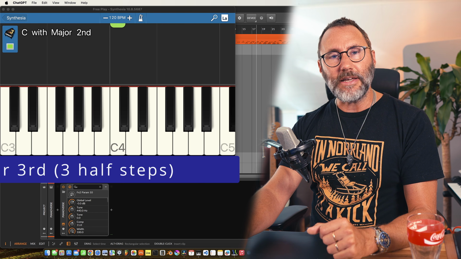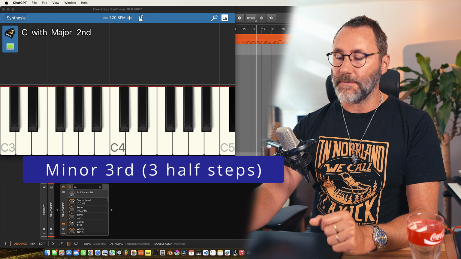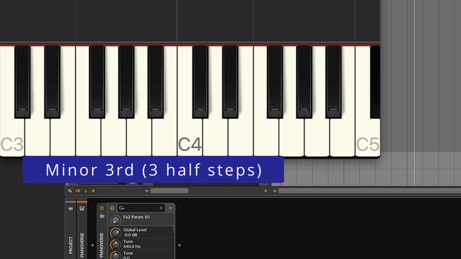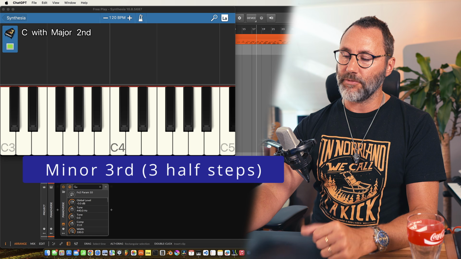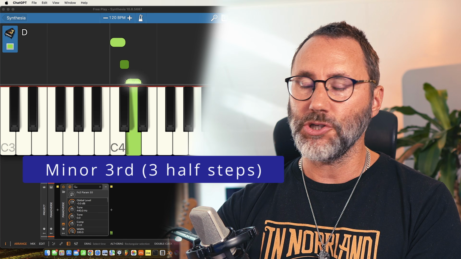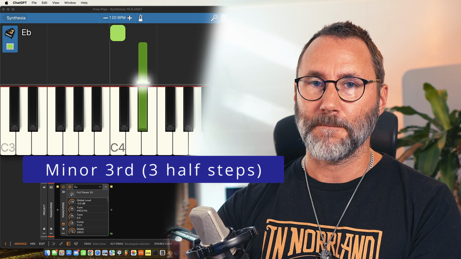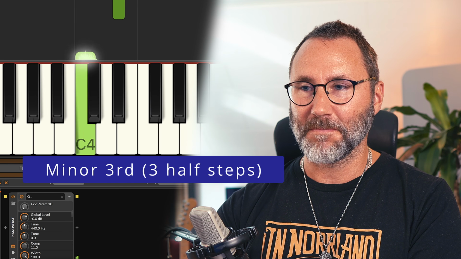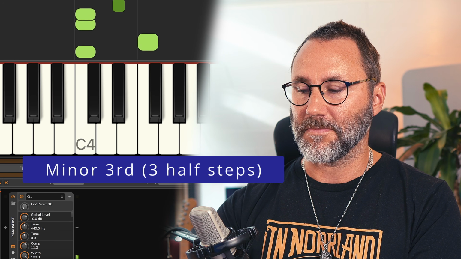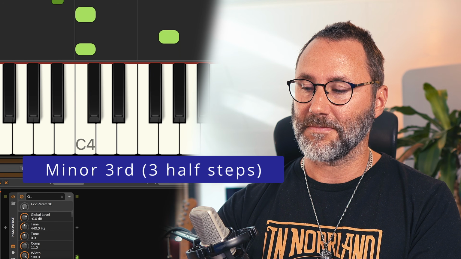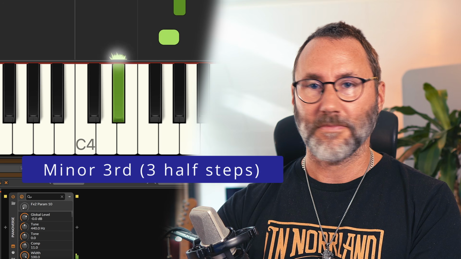The next interval is the minor third. The minor third is 3 half steps. So if we have the C, 1, 2. And you know the tune? Please write in the comments if you know the tune.